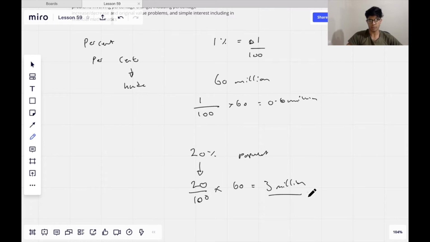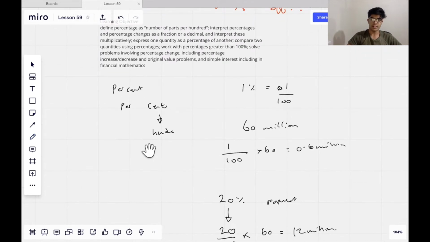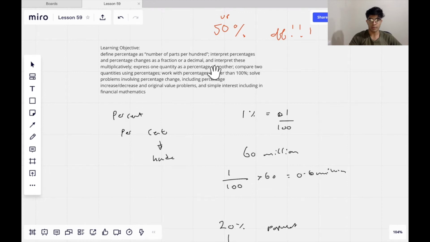3 million? Or, yeah, 3 million? Yeah, was it 3? So, yeah, so 12 million, oh god, sorry. 12 million, not 3 million. Comes out to 12 million. So, you just multiply that, and there you go. So, it's easy. So we've done the first part.